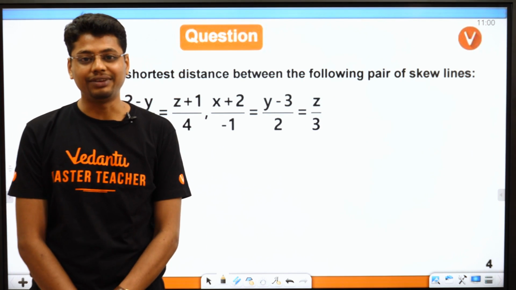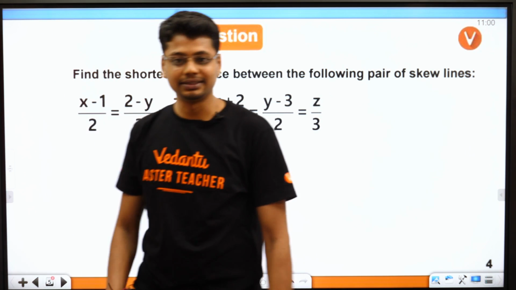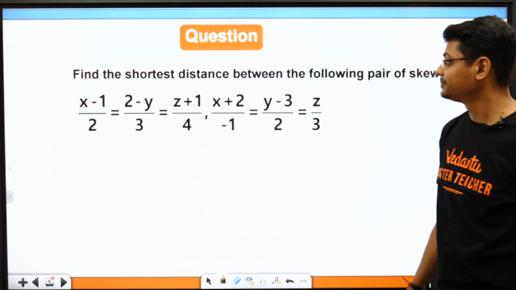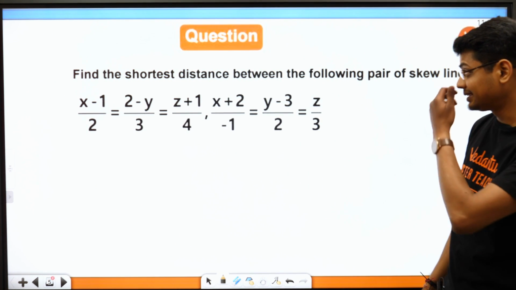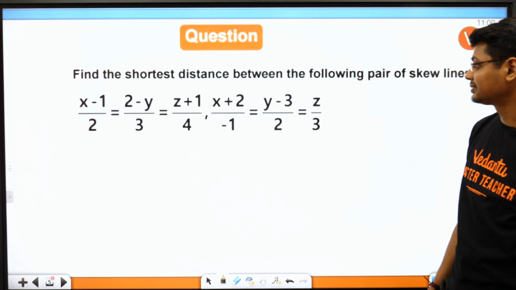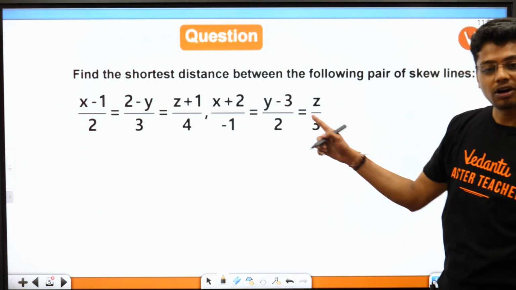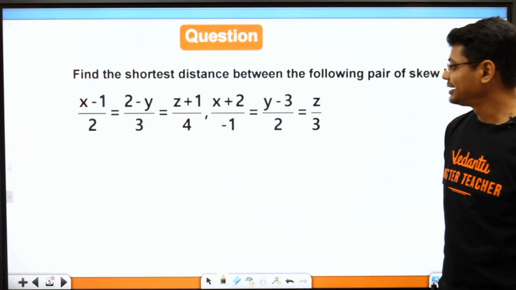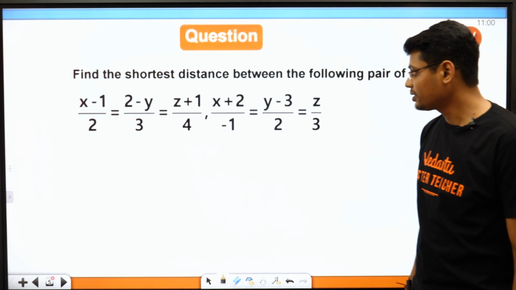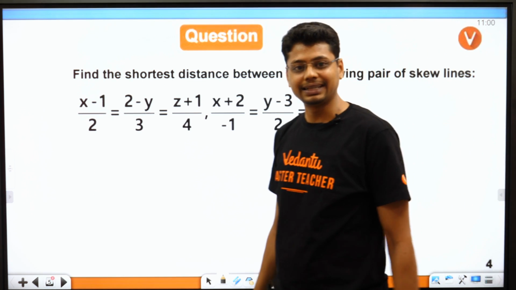So we are starting with vectors in 3D, and this is the first question. Find the shortest distance between the following pair of skew lines, and the equations of lines have been given. So quite easy, I suppose.